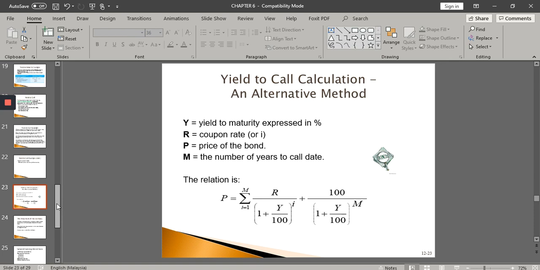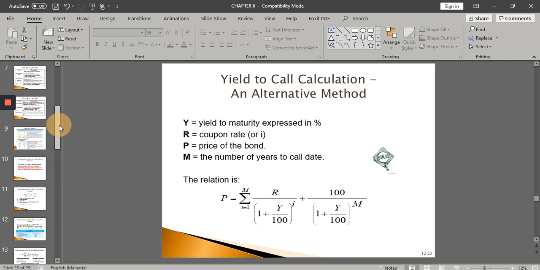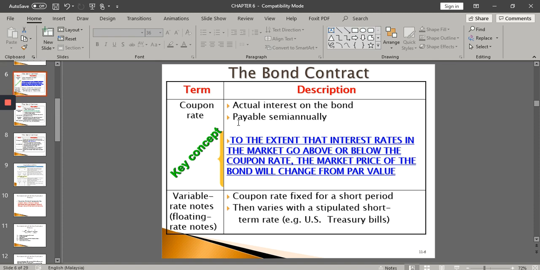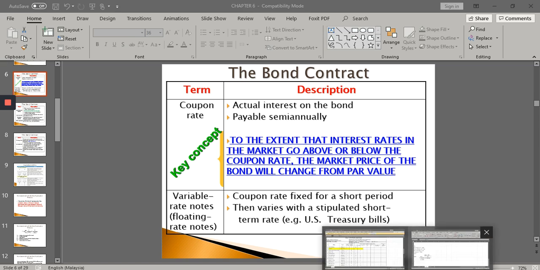Alright, so let's go to slide 23. Let's look at the key concept I mentioned earlier. Yes, this is the key concept that I want to explain using examples. To the extent that the interest rates in the market go above or below the coupon rate, the market price of the bond will change from par value. It means what?